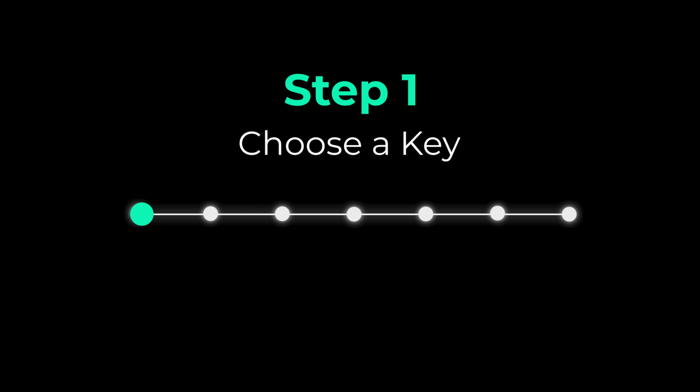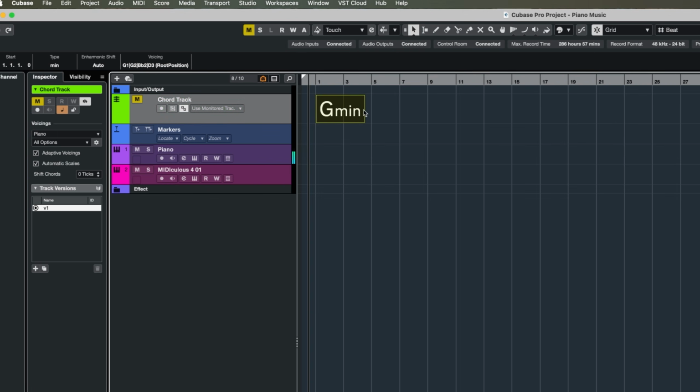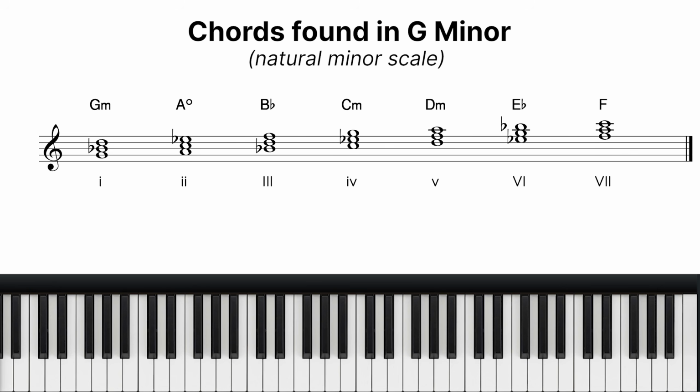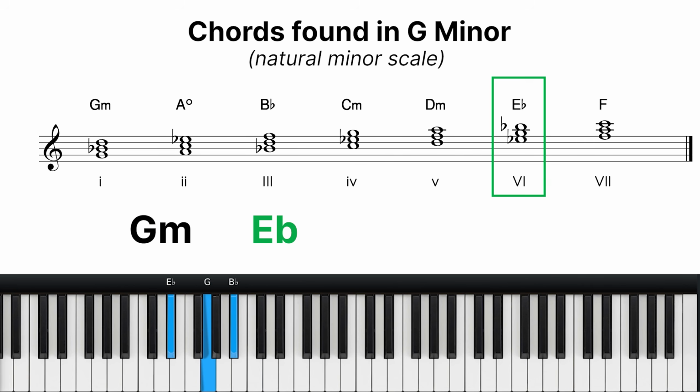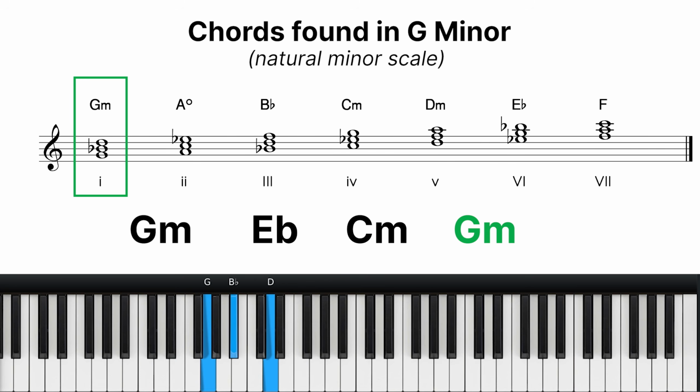So let's begin by selecting a key for your piece. For this piece, I've chosen G minor. Now personally, I find that minor keys instantly create a more emotional and cinematic atmosphere, perfect for the kind of reflective and emotional tone that we're aiming to create. So here are all the chords within the G natural minor scale. The chords I'm using are G minor, E flat major, C minor, and then back to G minor.